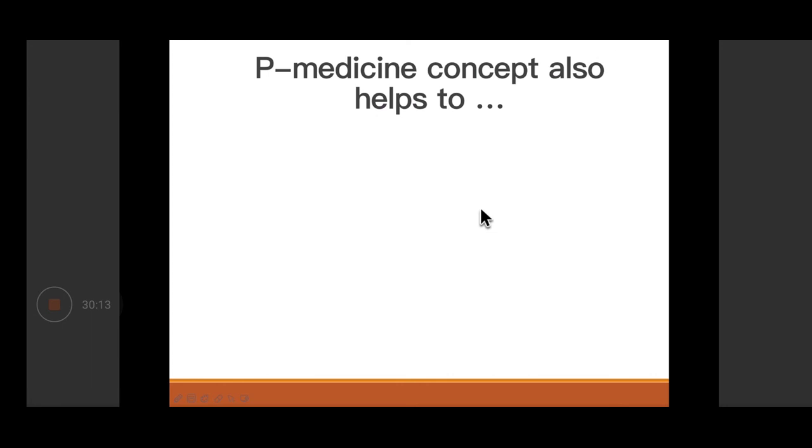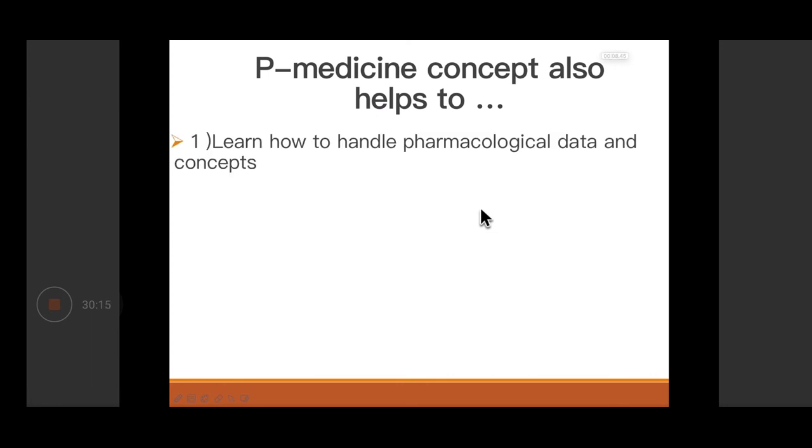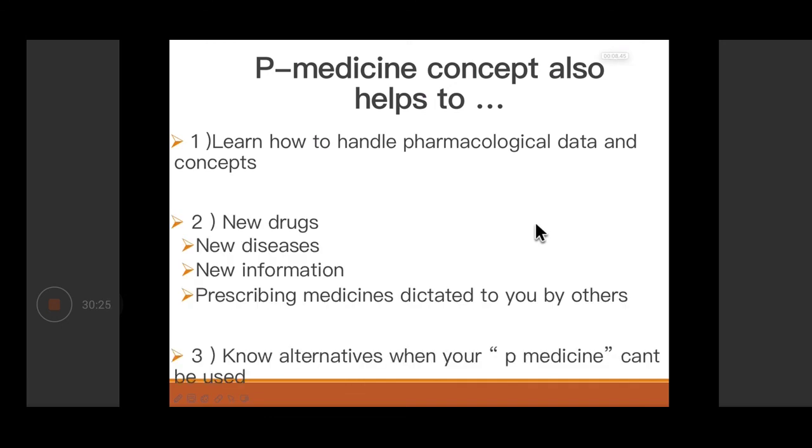The P medicine concept also helps you learn how to handle data and concepts, new drugs, new diseases, new information, prescribing medicines dictated to you by others, and what to do when your P medicine can't be used. So P medicine is very, very reliable because you know enough data about these medicines and you know how to handle them. It is not always good to prescribe absolutely new medicines for the treatment of various illnesses. And if you think one medicine does not help, you can go on to the second one.